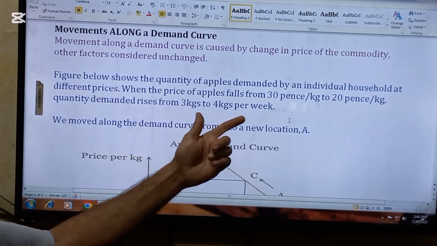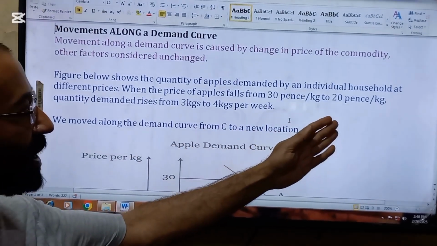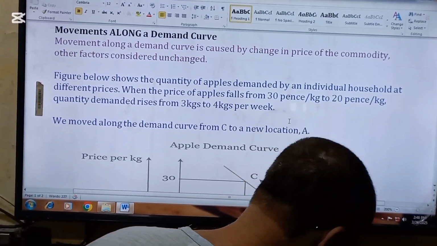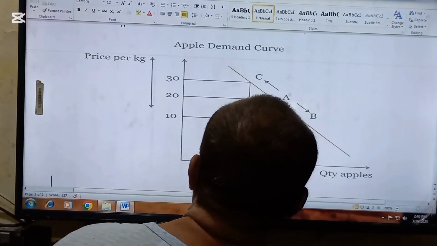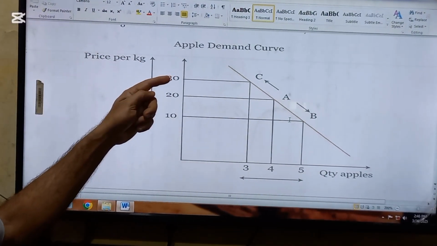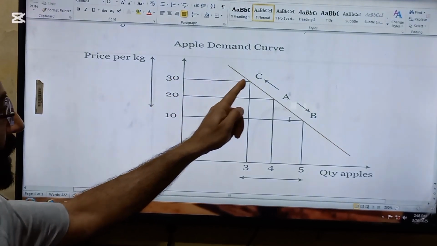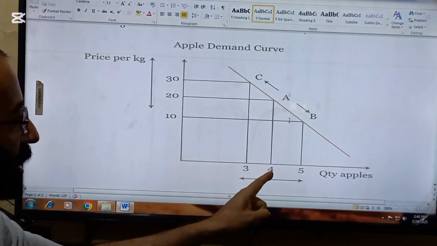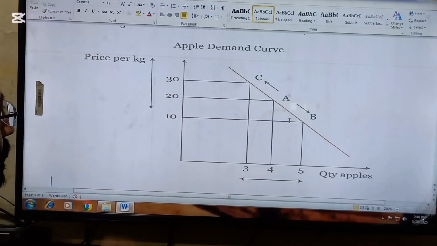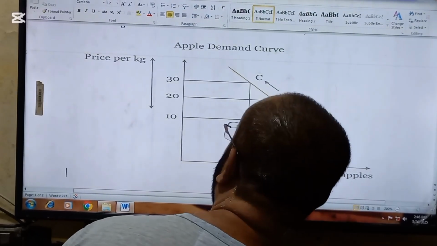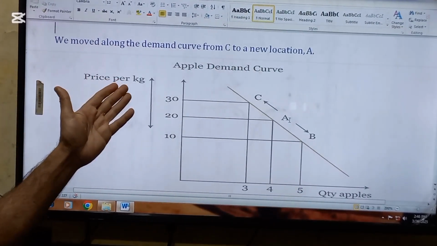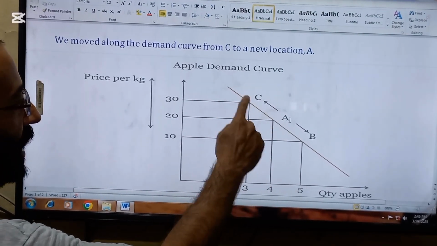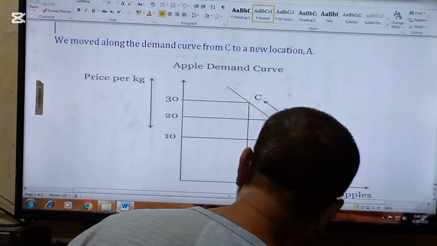The figure below shows the quantity of apples demanded by an individual household at different prices. When the price of apples falls from 30 pence per kg to 20 pence per kg, quantity demanded rises from 3 kg to 4 kg per week. And here is the figure. The price falls from 30 to 20. At 30 pence, demand was 3 kg. And when the price falls to 20, the demand increased to 4 kg per week of apples for the household. We moved along the demand curve from C to a new location A.